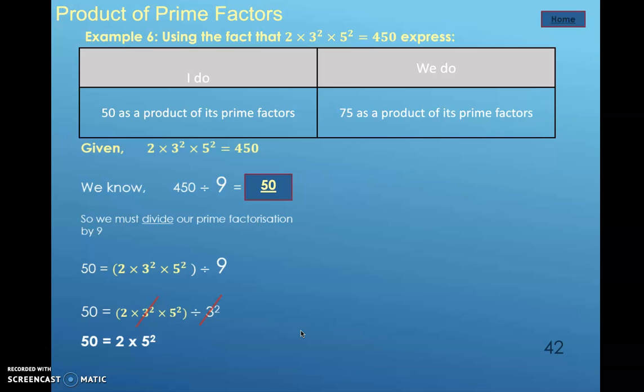If you can now pause for 2 minutes and try to calculate out what the product of prime factors that are equal to 75 is, using the fact that you were given in the top example.